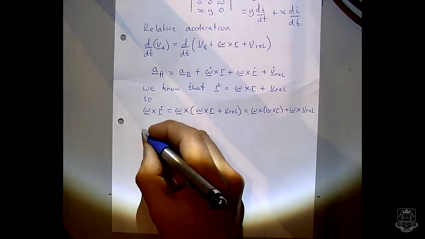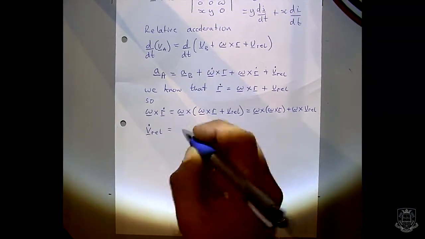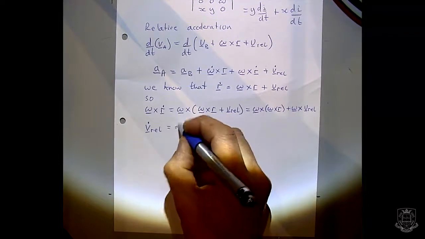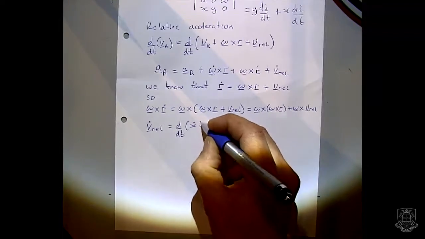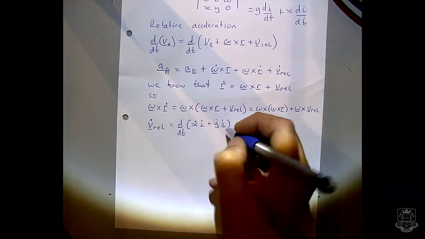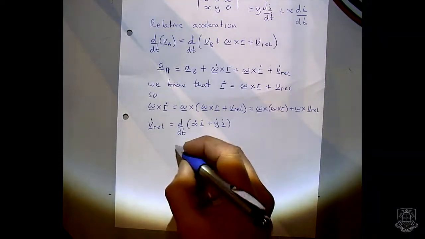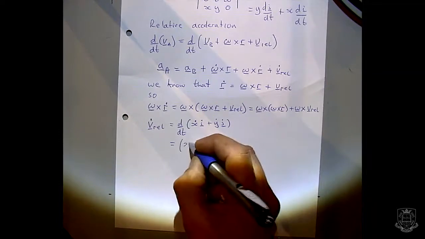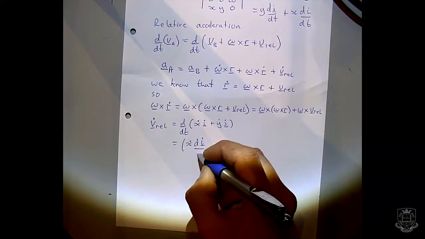What else have we got? We've got v relative dot. That's equal to d by dt of x dot i plus y dot j. Again, we have to use the product rule when we're differentiating. So we get x dot, well, you could probably work it out, we get something similar to what we had before.